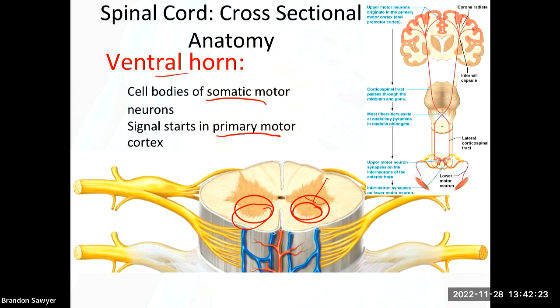Okay, and we can see how those tracts make their way down through. They're going to cross over in the spinal cord at some point, and then they're going to make their way out to skeletal muscle. Okay, so it's the ventral horn.